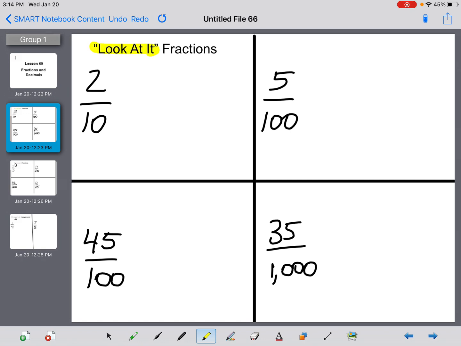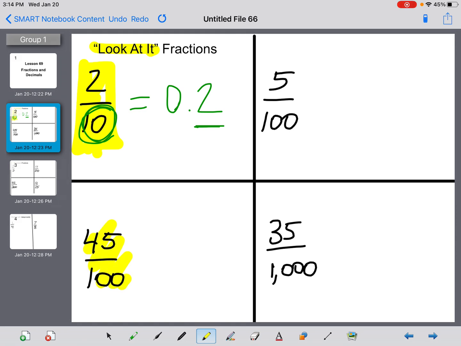These are examples of what I like to call look at it fractions. These are fractions that you can just look at and know what the decimal form is based on what we learned yesterday. So yesterday we were talking about how 2/10 is the fraction equivalent of 0.2 because the 2 is in the tenths position. Okay, so because we have a denominator of 10, it's very easy to just look at the fraction and right away know what the decimal is going to be.